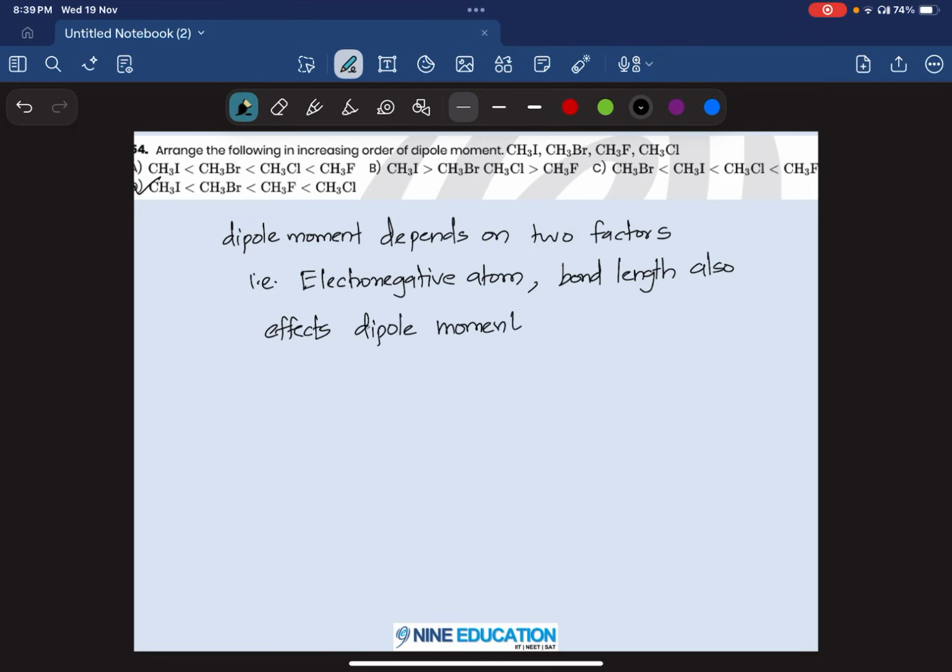As we know, the dipole moment formula is nothing but charge into distance. So the distance, that means the displacement between the two poles, basically the positive pole and the negative pole, also affects the value of the dipole moment. That's why, if you compare the carbon fluorine bond and the carbon chlorine bond, the carbon fluorine bond is very short, whereas the carbon chlorine bond is comparatively longer.